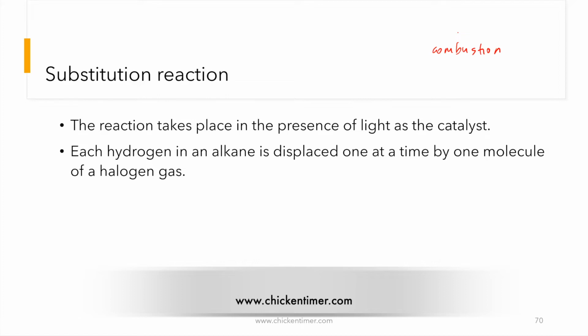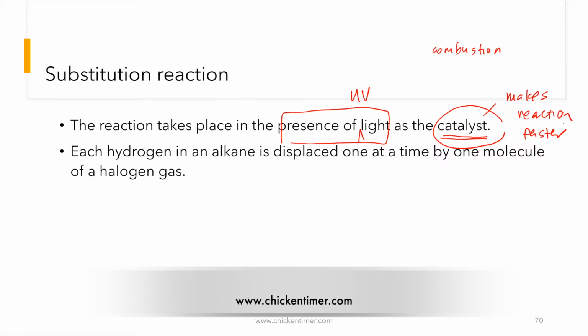This substitution reaction is a special reaction that alkanes go through in the presence of light, and light is considered a catalyst. Sometimes they use ultraviolet light. Are you familiar with the term catalyst? No. A catalyst is a substance or a condition that makes a reaction faster. It can be a condition like light, or a substance you add into the reaction that makes the reaction faster. A catalyst is usually not used up in the reaction.